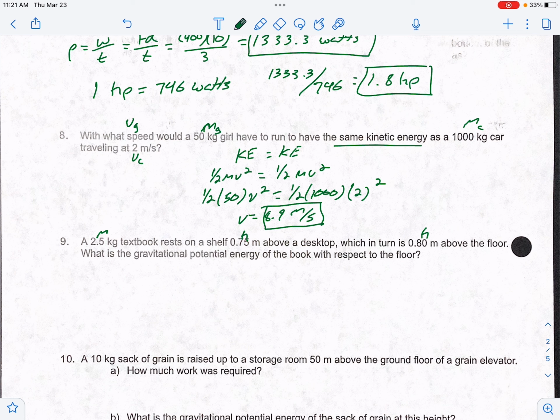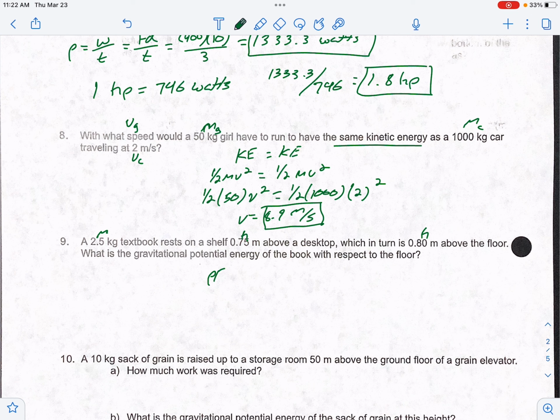Now, I have seen some students do this. They start doing PE plus KE equals PE plus KE. Now if the book actually moved, if it fell off, went towards the floor, if it was raised up, if it changed positions, then you could use that. But right now, the question is only asking, what is the potential energy of the book? It's just sitting there. So try not to make the problem more complicated than it actually is.